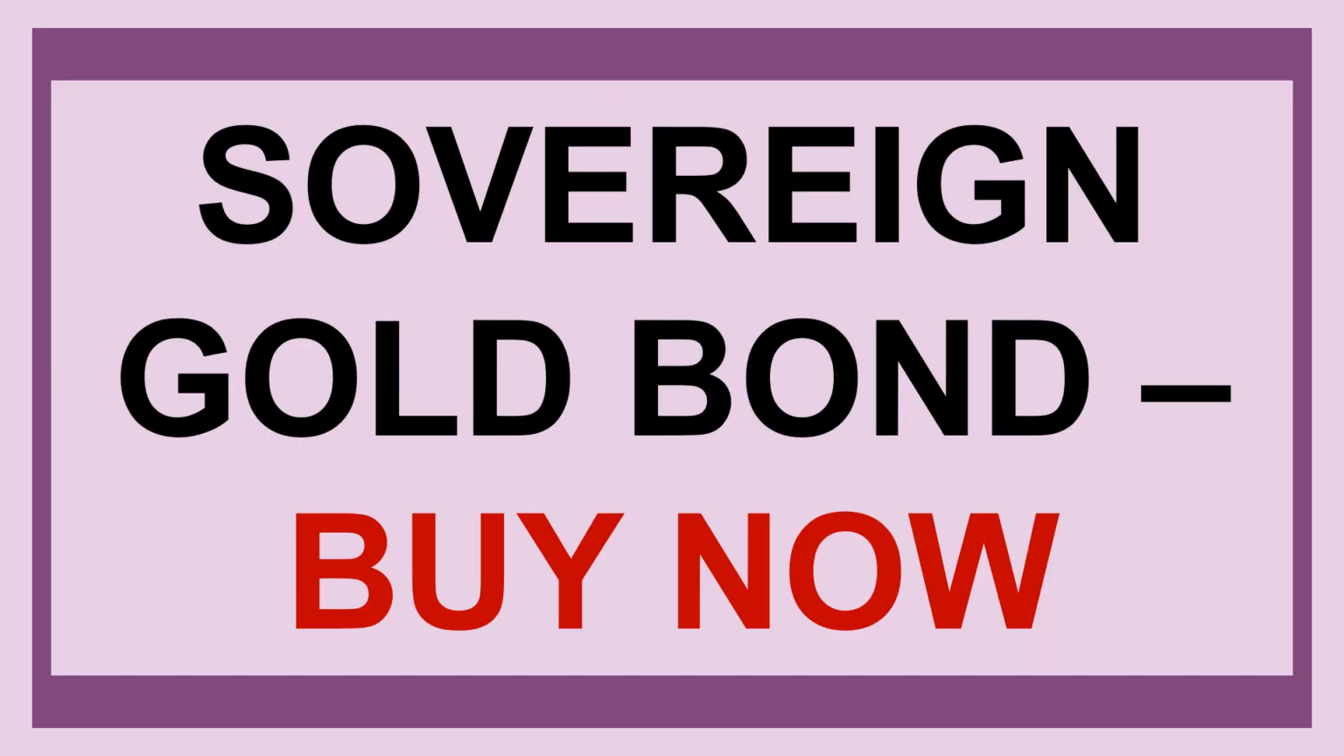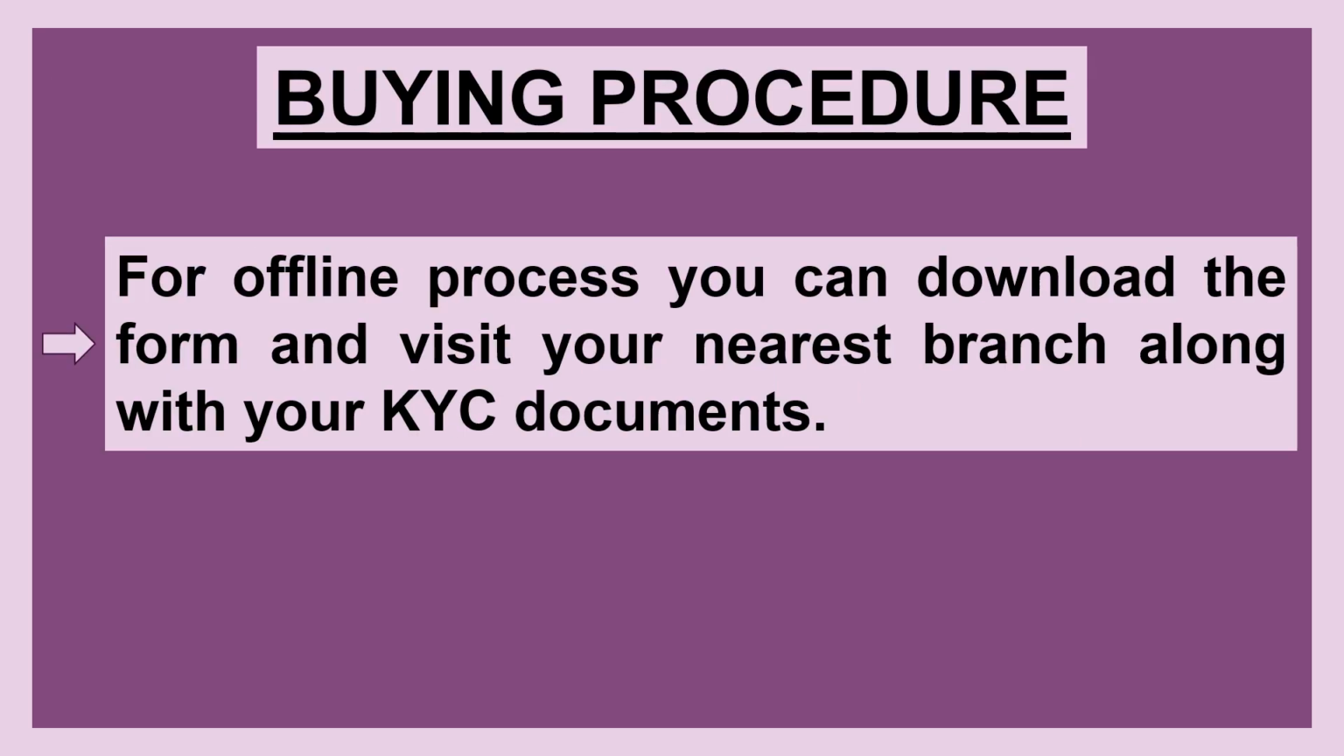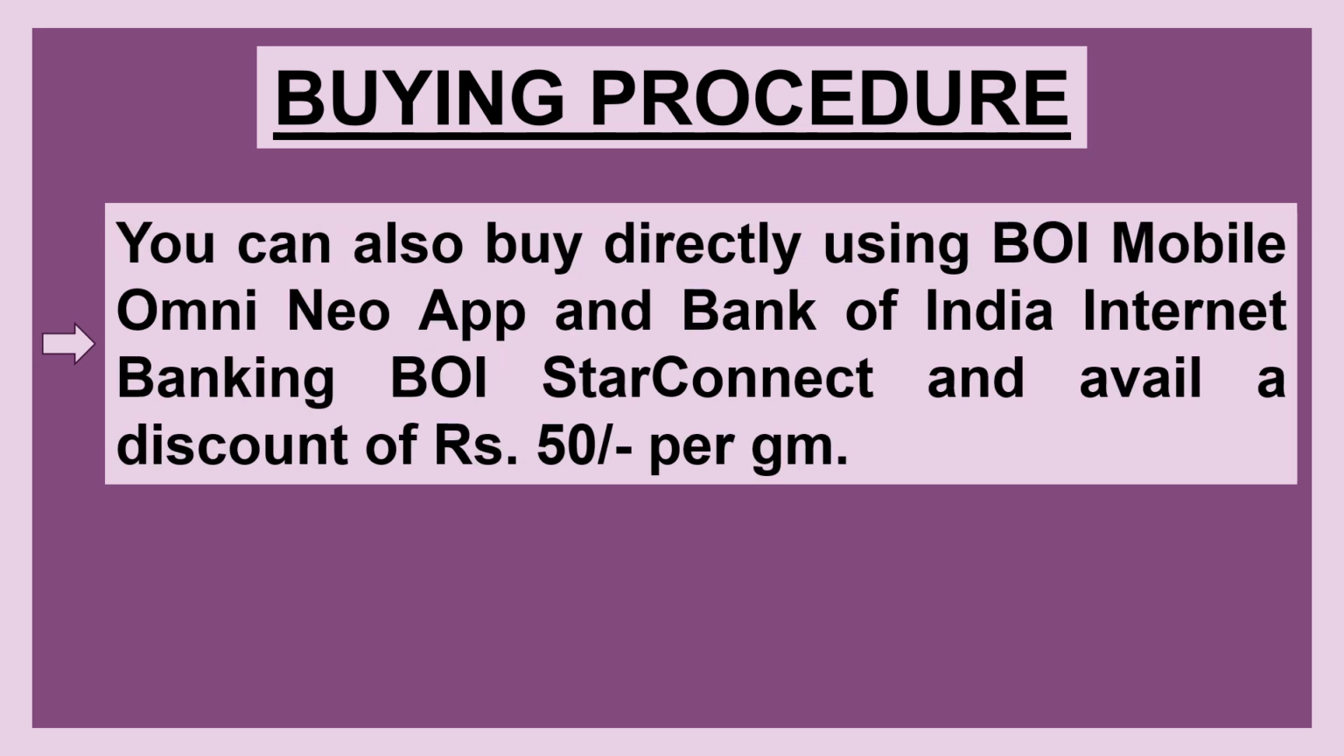Sovereign gold bond. Buy now. Buying procedure. For offline process, you can download the form and visit your nearest branch along with your KYC documents. You can also buy directly using Bank of India mobile Omnineo app and Bank of India internet banking via Star Connect and avail a discount of rupees 50 per gram.